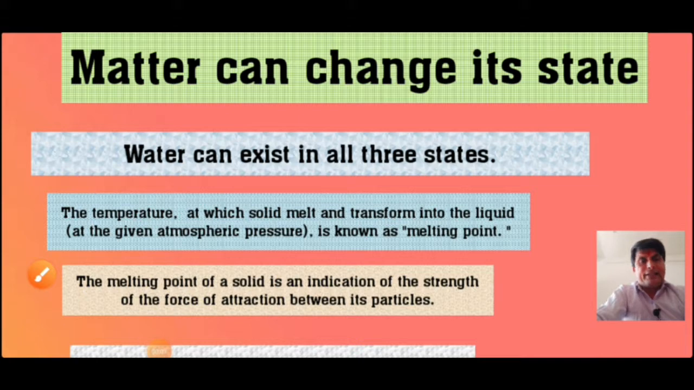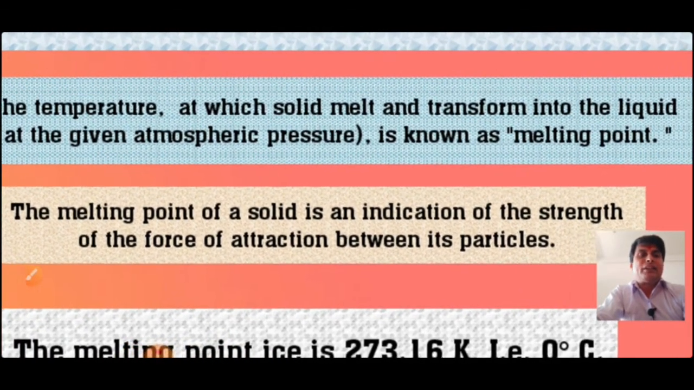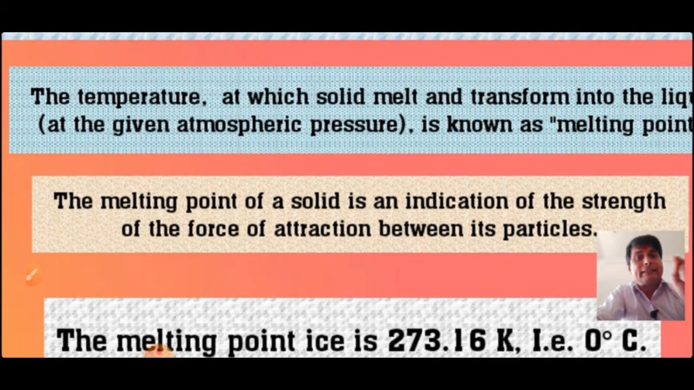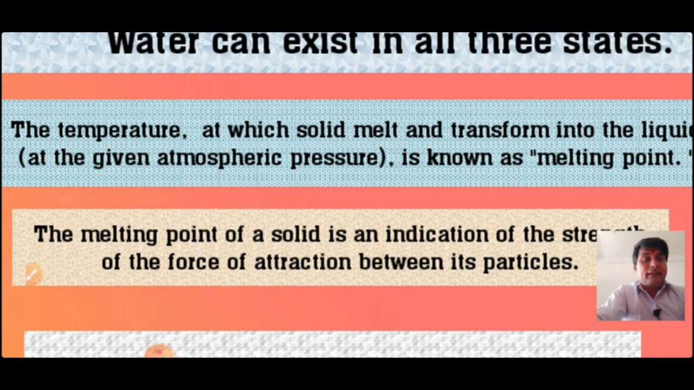Water can change its state. The first point is that water can exist in all three states: ice as solid, water H2O as liquid, and water vapor as gaseous state. The second point is that the temperature at which a solid melts and transforms into a liquid at the given atmospheric pressure is known as the melting point. This point belongs to the definition of melting point.